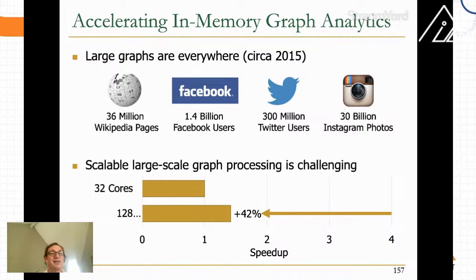So when we first started this research, we looked at graph analytics, for example. I'm going to talk about machine learning also a little bit later. But graph analytics is really interesting because graphs are clearly everywhere. They keep growing. Right now, there are people who are watching us on Facebook and LinkedIn, and these are graph-based models with many, many users. And scaling this to large scales, large graphs, and large computation nodes is challenging because they're essentially memory bound.